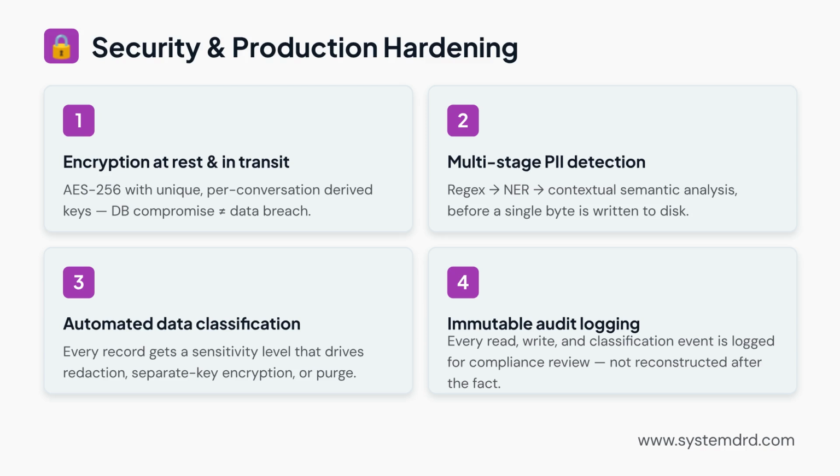Automated data classification means every record you store gets a sensitivity level, and that level is what drives whether something gets redacted, encrypted with a separate key, or purged entirely on a retention schedule. This turns privacy compliance from a manual review process into something your system enforces by default. And immutable audit logging. Every read, write, and classification event gets logged in a way that supports a real compliance review, not a log you reconstruct from memory after an incident.